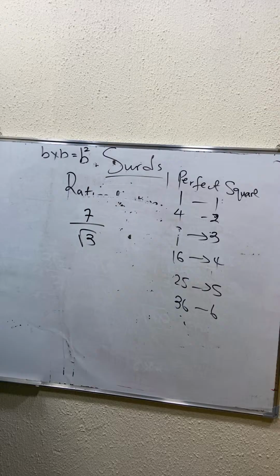Can you do that? Okay, DK, I want you to do that. Can you do that, guys? Do it. Let us know the answer in the comments. Rationalize 7 over root 3.